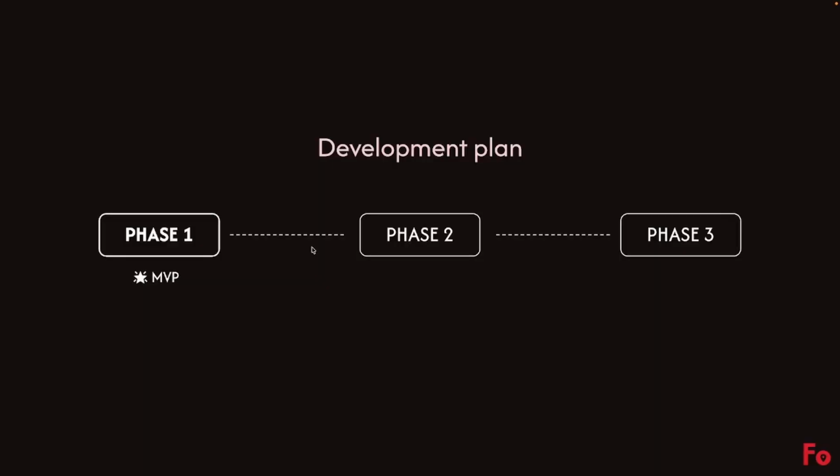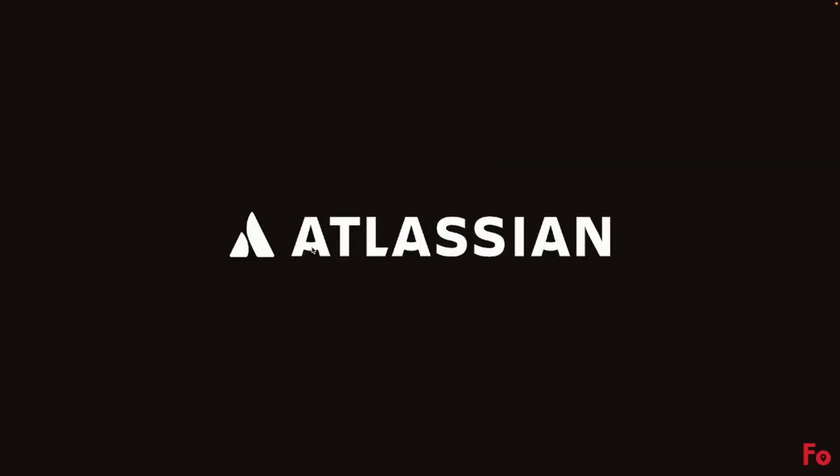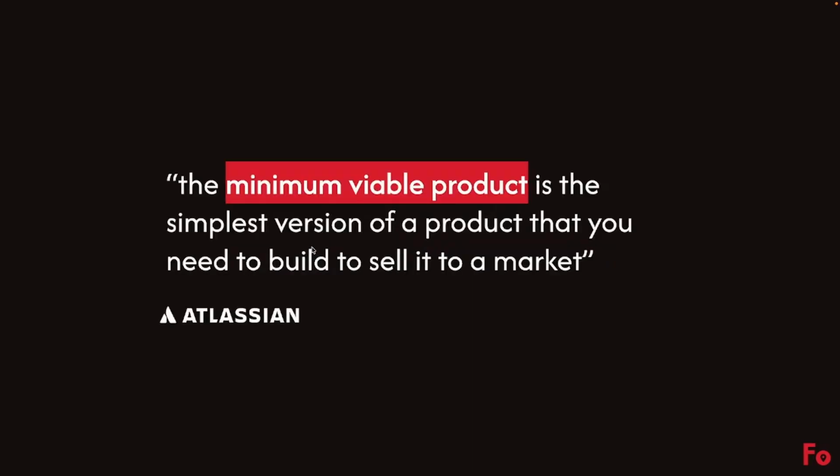Before beginning Found, I decided to split the development into 3 phases. Phase 1 is going to be the MVP, or the minimum viable product. According to Atlassian, developers of the industry standard tool Jira, which is a project management tool, the minimum viable product is the simplest version of a product that you need to build to sell it to a market.